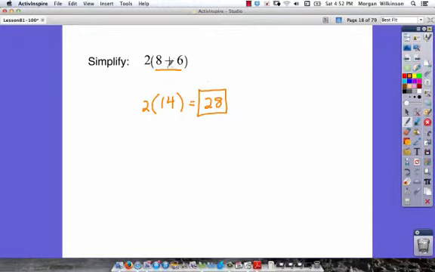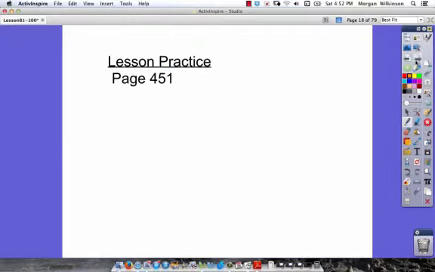Remember, everything in parentheses first, then multiply and divide from left to right, then add and subtract from left to right. We'll practice this more with our lesson practice on page 451. Make sure you've got your notes complete, and I'll see you during our next class.